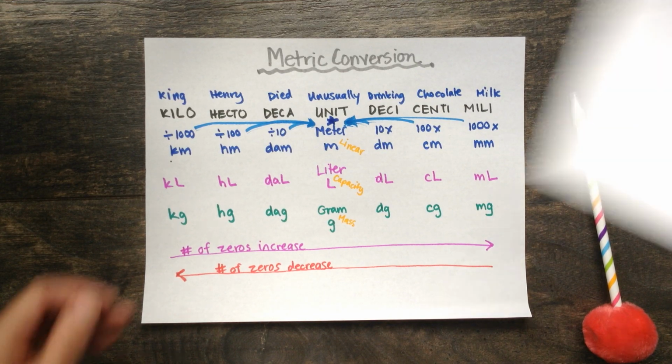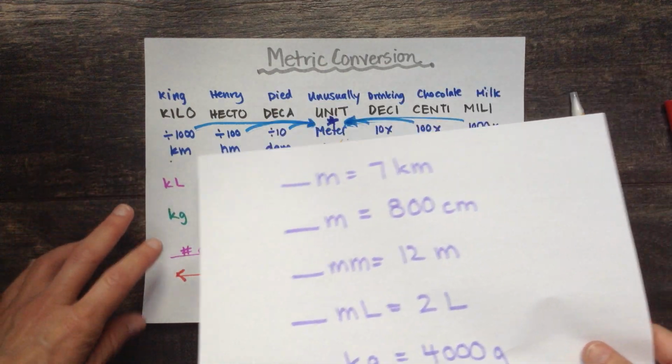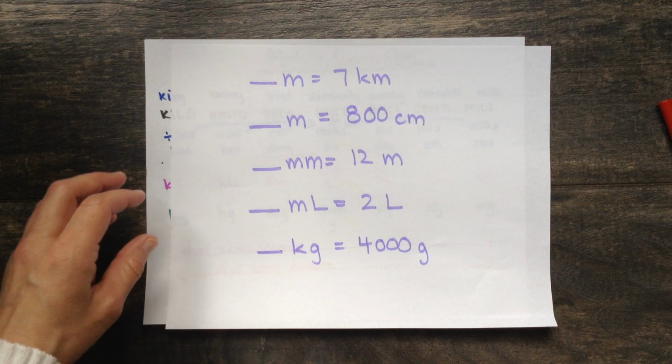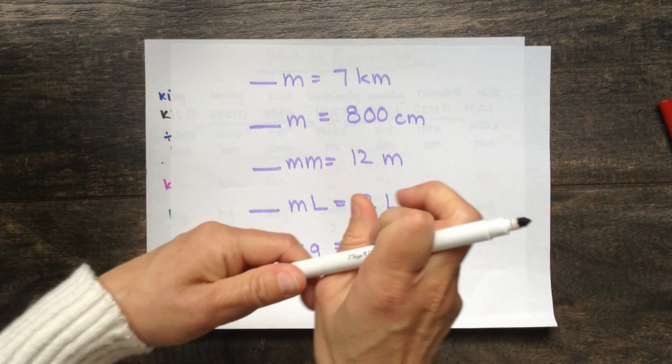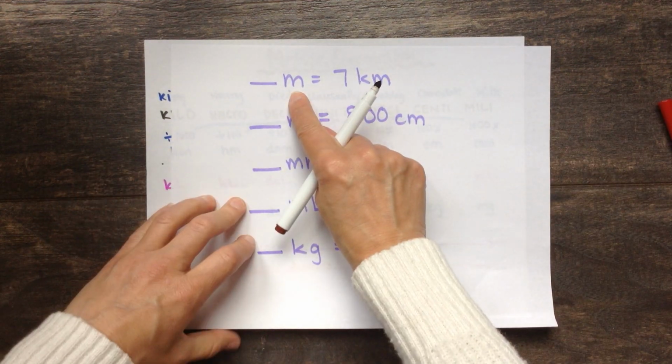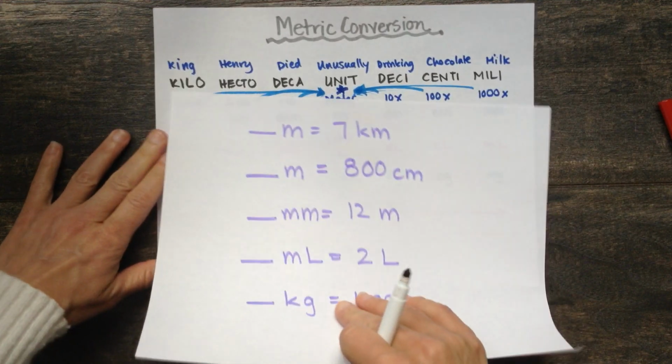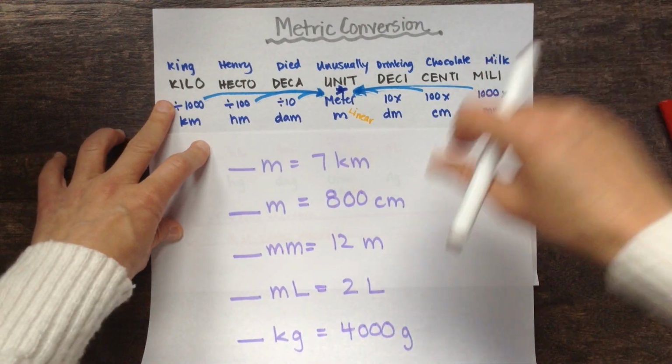Okay, so let's take a look here. I know you can't really see all of this in my screen, but I created some practices. So let's look here. If we had 7 kilometers and we wanted to know how many meters that is, let's take a look. Can we see this in my chart?